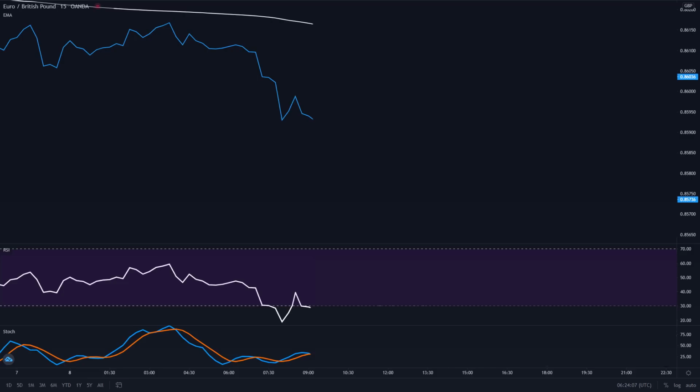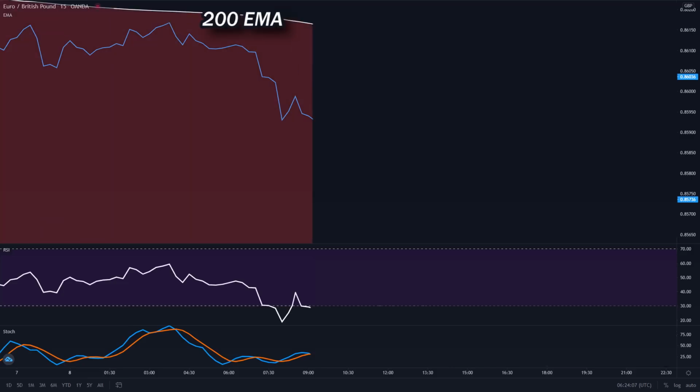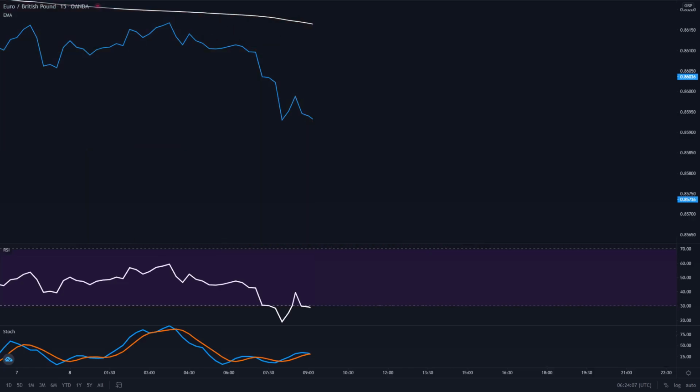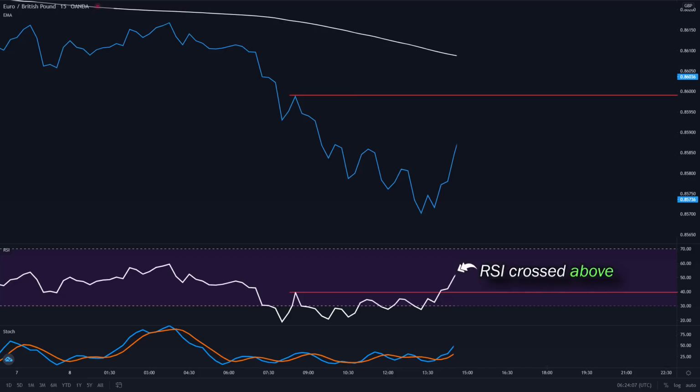In this chart, we spotted that the price is below the 200 EMA, meaning we're looking for bearish hidden divergences. So first, we want to look at the latest swing high of the RSI and place a horizontal line there and the same swing high of the price. Then, we want to wait for a setup where the RSI crosses above the horizontal line, but the price hasn't. And so this will be our hidden divergence.